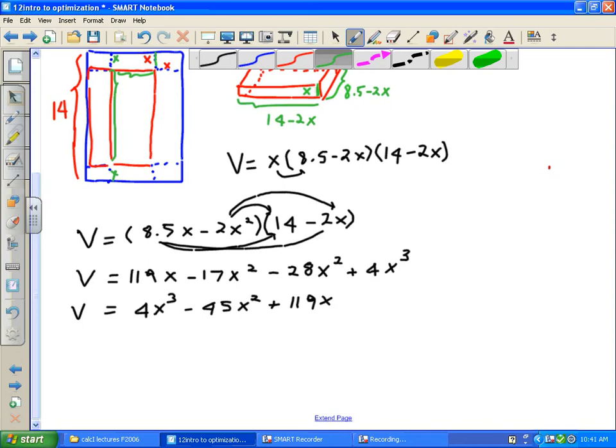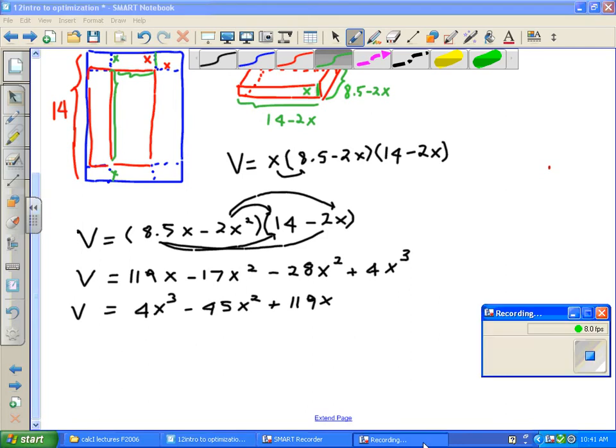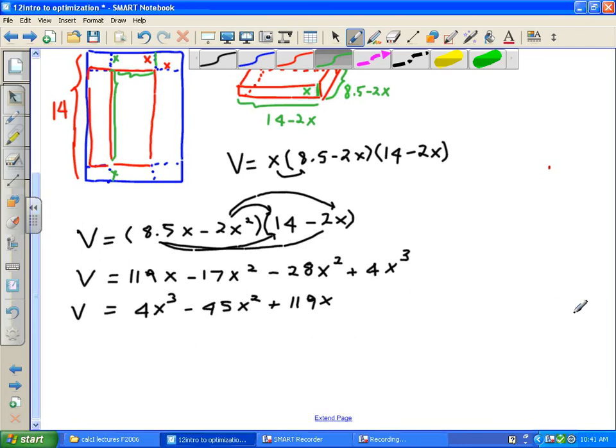Now that we have our objective function, we want to maximize the volume, right? We're trying to create the largest possible volume with the same sheet of paper that we have been given. So now the question is, what do you do from this step forward? What are we going to do with this? Take the derivative, set it equal to 0, just like our other problems that we have been doing.